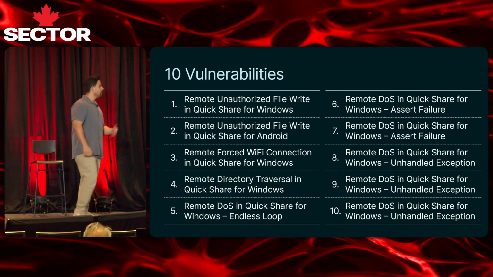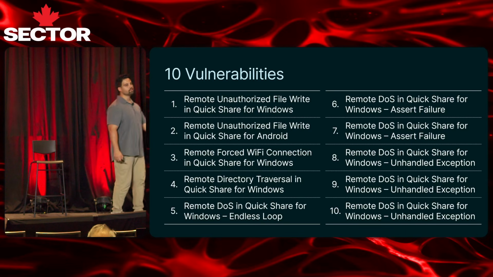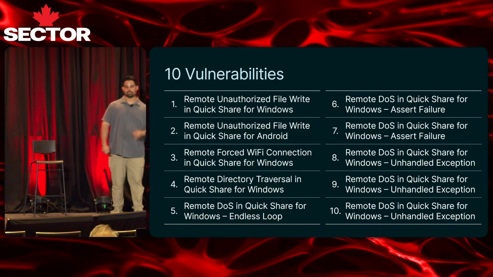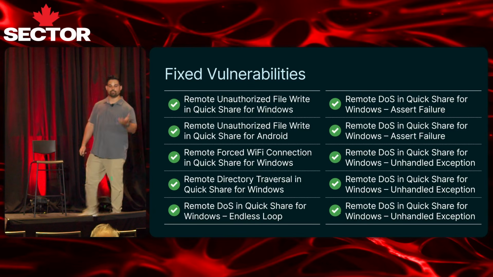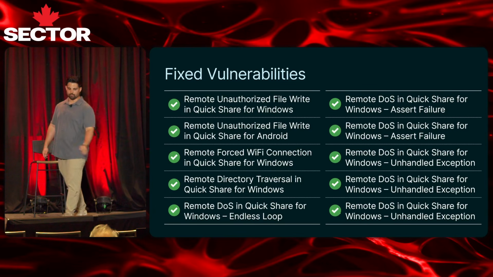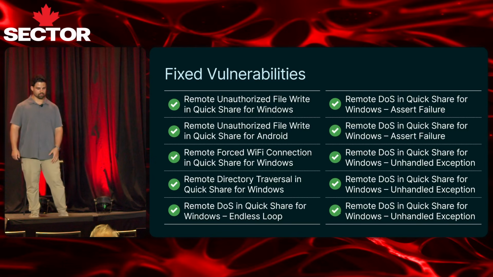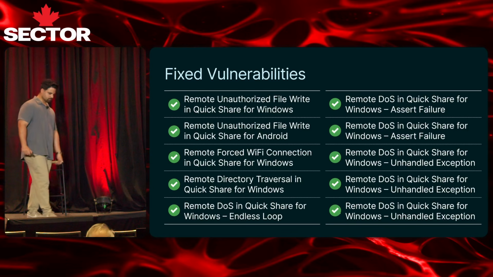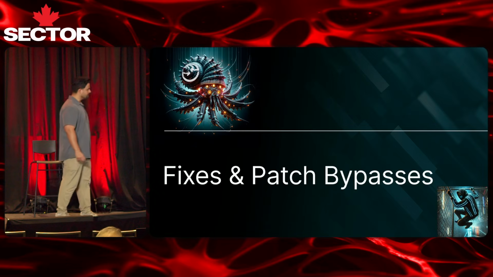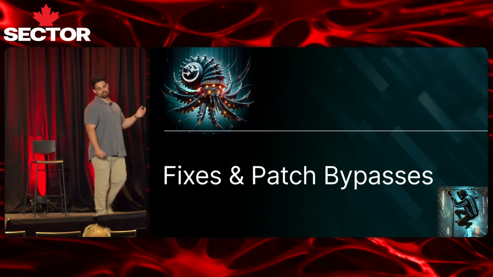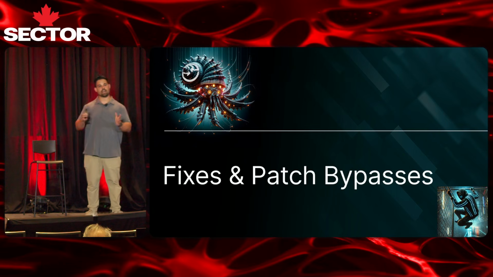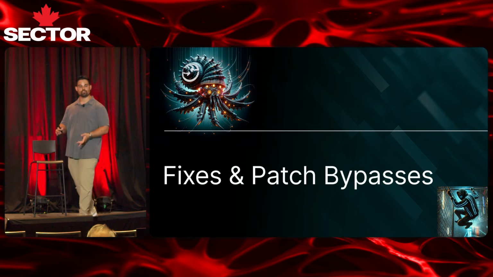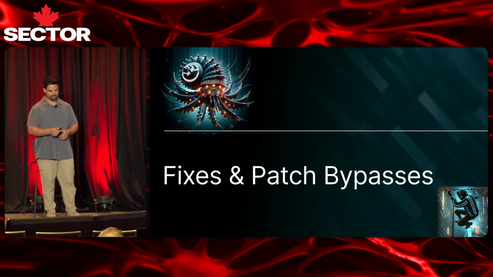So overall, up to this point, we found 10 different vulnerabilities, and Google issued fixes for all of them. They were very cooperative. So after the fixes were issued, we went out to check them. Most of them did fix the actual issues, but there were two interesting surprises.